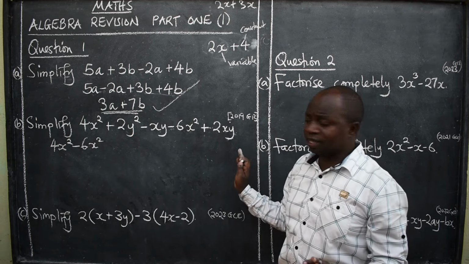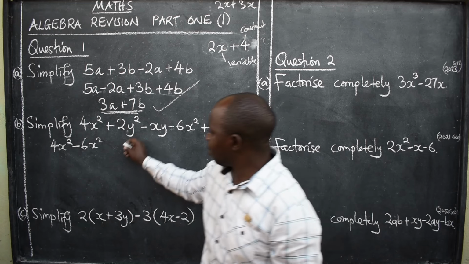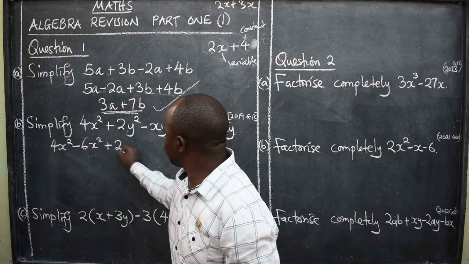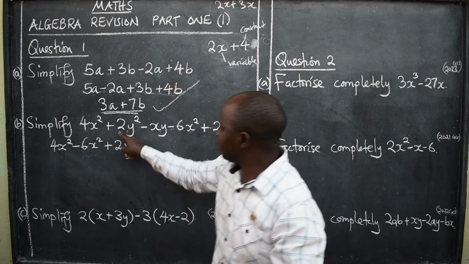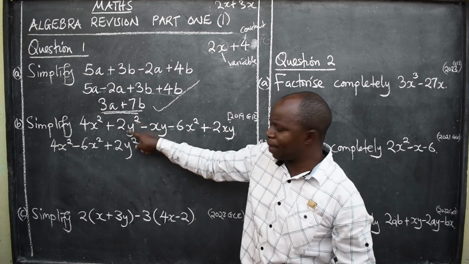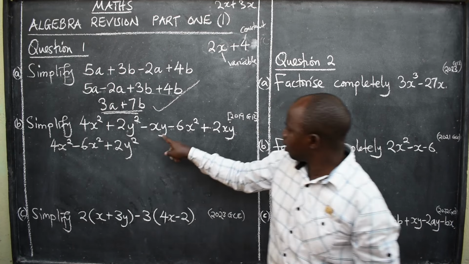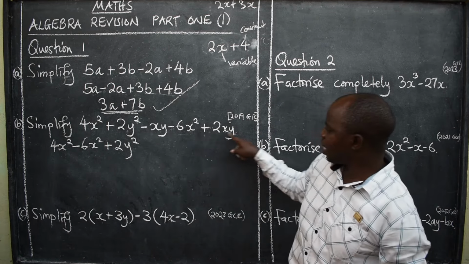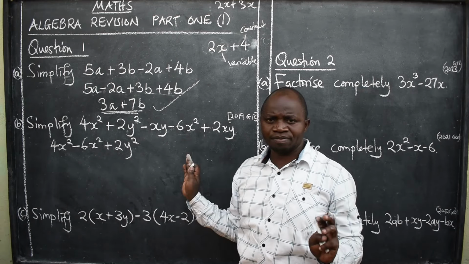What next? I've got no x squared. I'll go to this term, plus 2y squared. Y squared. I'll look for a pair here, y squared. Do we have y squared here? Nothing. So this one is alone.